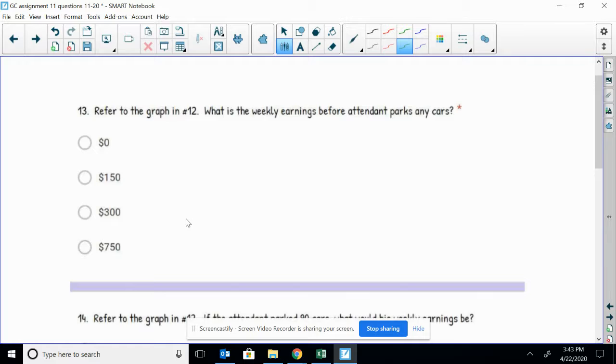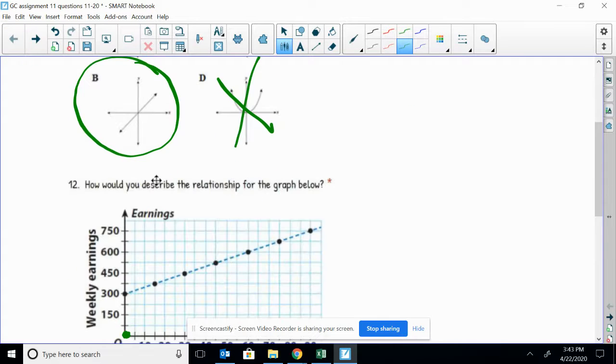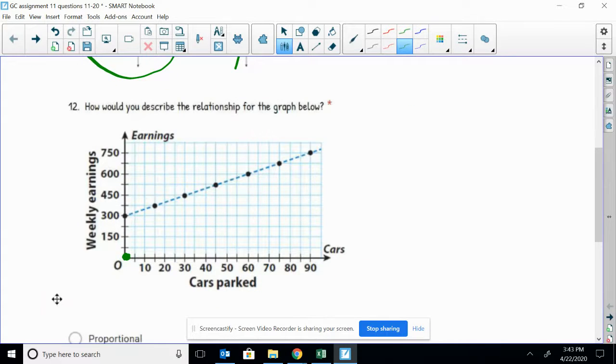Okay, answer 13. Refer to the graph in 12. What is the weekly earnings before the attendant parks any car? So we're going to go back to 12. And we see here, the y-intercept, it crosses at 300 weekly earnings. So before they park any cars at all, they're going to earn $300 right there.